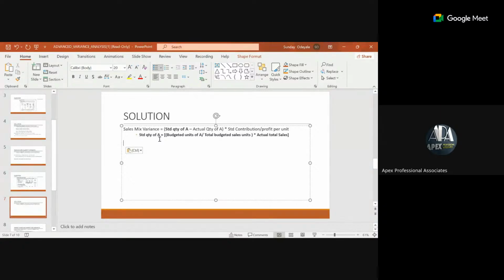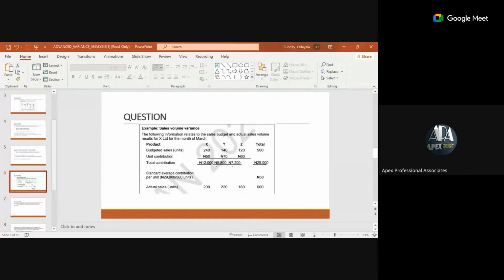So again, the first thing we need to compute, remember I mentioned that anytime you have a mix variance, what you need to compute first is your standard quantity of each of the product or material or labor, as the case may be. So we're supposed to get the standard quantity for material X, Y, Z. So standard quantity for X now is going to be, now open your big brackets.